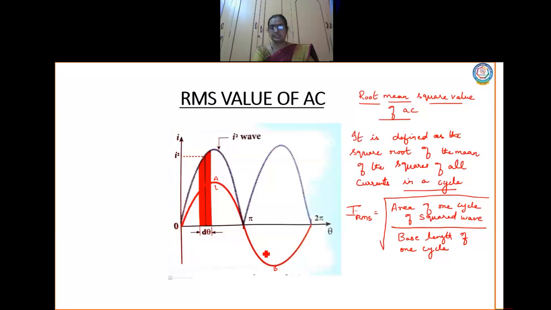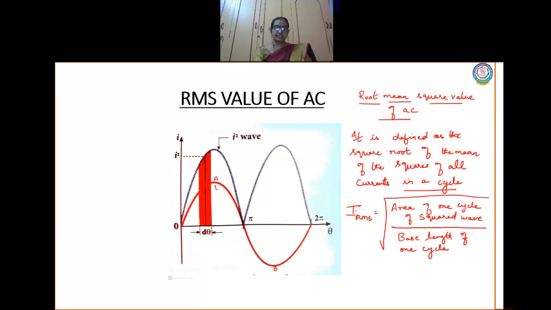So to find out this, I am going to take once again a small elementary strip here. Look at this diagram once again. This is again a small elementary strip. Now here the angle is taken as d theta and the squared current, so this will be I square. So let me start writing the area of the element. Area of the element is I square d theta.